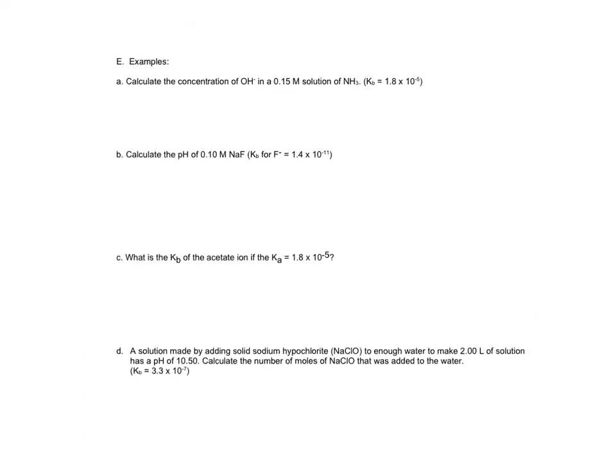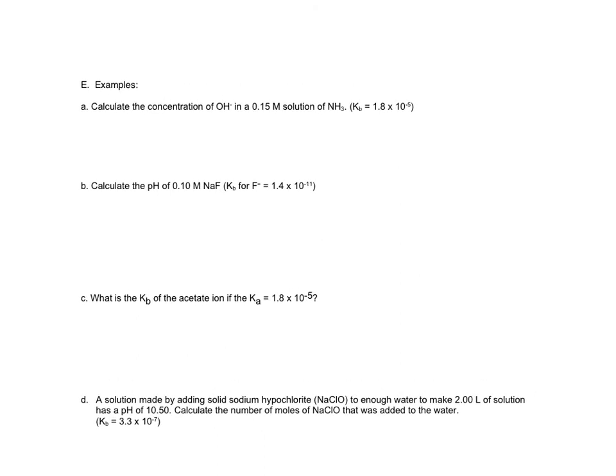Okay, so let's look at example letter A. Calculate the concentration of hydroxide ions in a 0.15 molar NH3 solution. So NH3 is the one weak base that I told you should have memorized. But right away, when you see a Kb value, just like for acids, if the Kb value is less than 1, this tells you right away that it's a weak base. The weak base will pull a proton off of water.